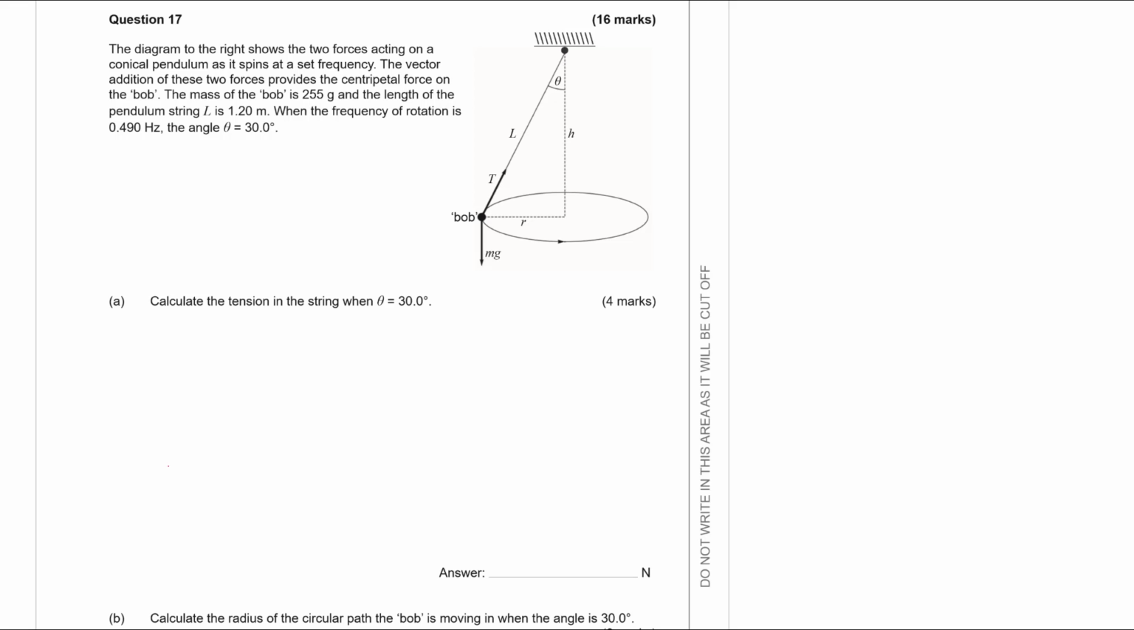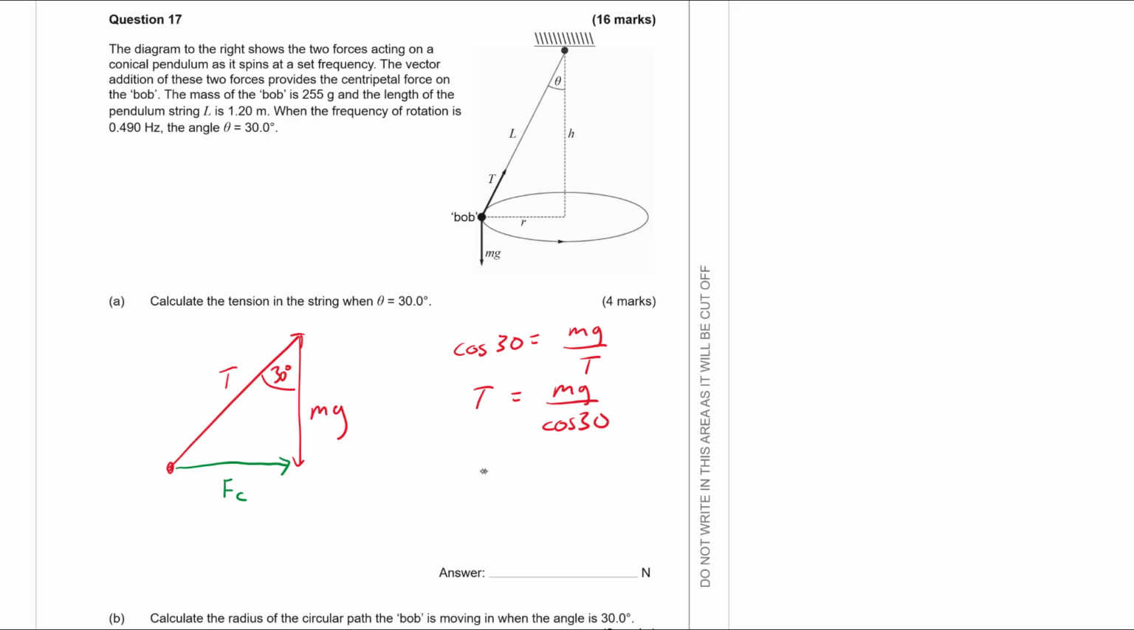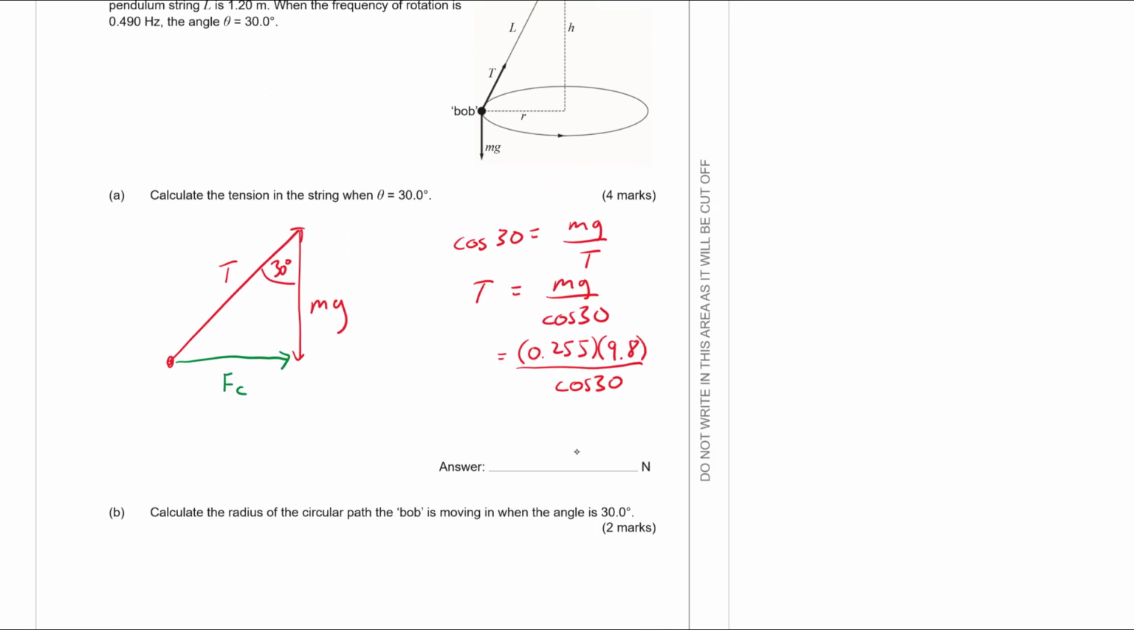So I like to draw vector diagrams to help me figure out what's going on. We've got a tension force doing this, and then coming down we have the weight force, and if it's going in a nice horizontal circle, then the resultant force should look like that, and it will be the centripetal force. You've also been told that this angle here is 30 degrees, so cos 30 is going to be equal to mg on T. Rearrange, T is equal to mg on cos 30, and sub in, and what I get is 2.89 newtons. It's a nice and easy one.